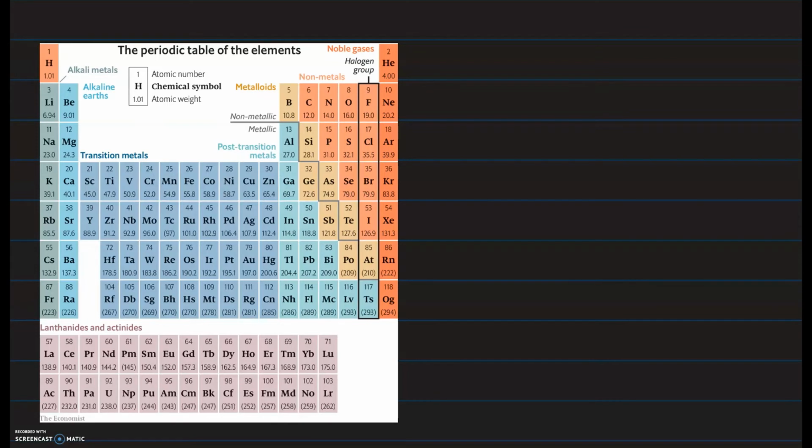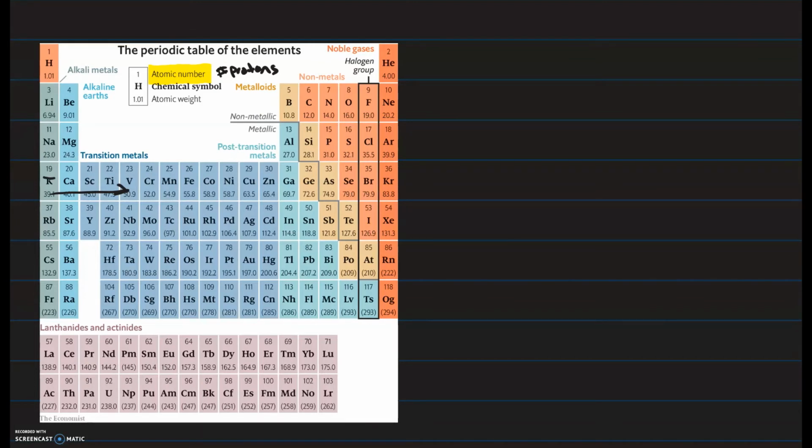So as we can see here, for each element, there are 2 different numbers basically attached to it. The top number, as demonstrated up here in the example that I'm highlighting, is called the atomic number. Now, the atomic number represents the number of protons contained within each element.